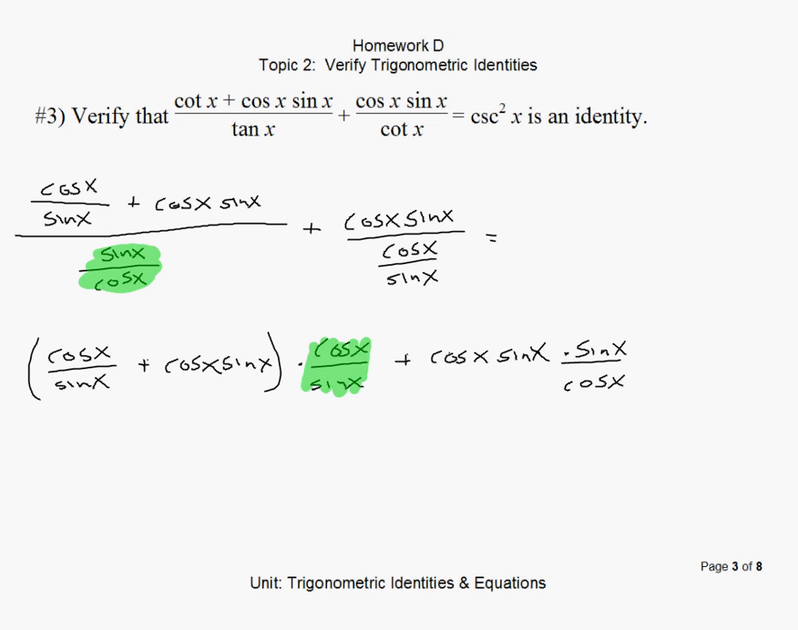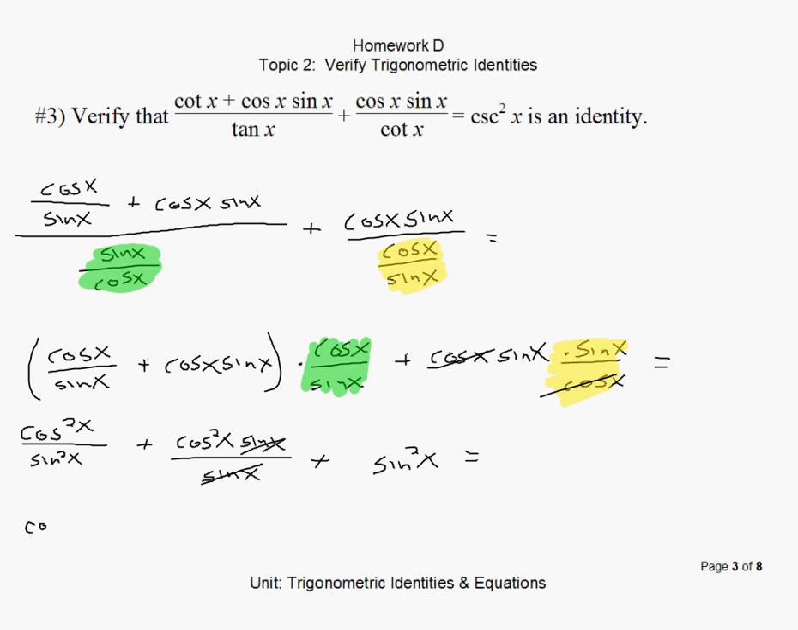Notice what was green and what is green. It's the same thing, written differently. The yellow became the yellow. If you now distribute the cosine over sine, cosine times cosine would be squared, sine times sine would be squared. In the second term, your cosines give you a squared, and in your denominator, your sine cancels with your numerator sine. On the right side here, our cosines cancel, so you get sine squared.